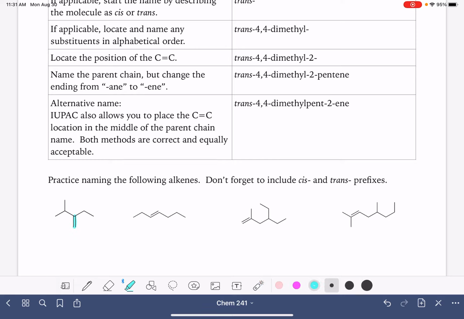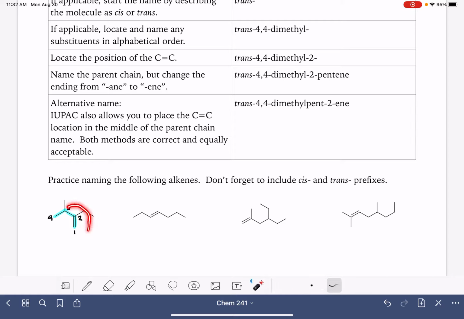When there's a tie like that, we want to choose the path that's going to give us the largest number of substituents. That's a rule that we haven't thought about in quite a while. It makes the molecule easier to name. We want to number the carbon chain to give the double bond the smallest possible number. Start at the end closest to the double bond.